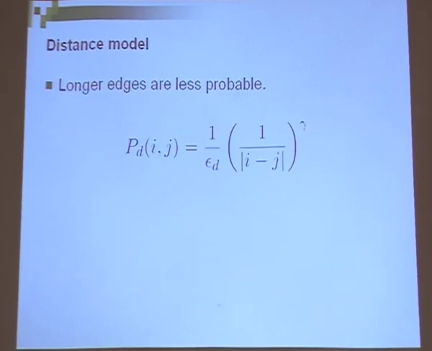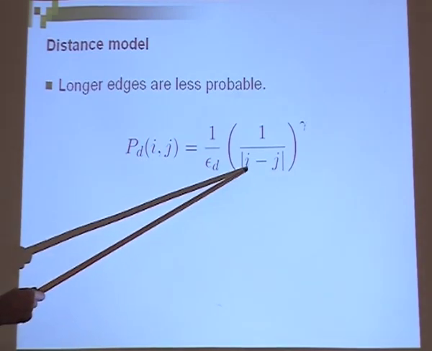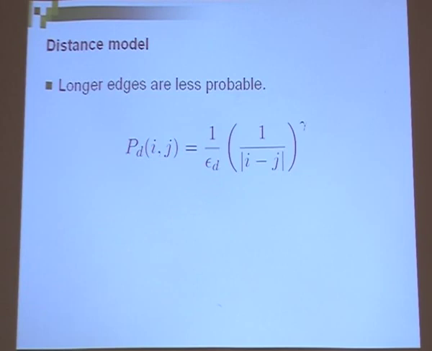And the third model is the distance model. It's very simple. It only says that longer edges are less probable. So it is 1 over the position of the parent minus the position of the child, to the power of gamma. Gamma here is some hyperparameter, which is something like the weight of this model. And epsilon d is only the normalization constant, so that it sums up to 1.